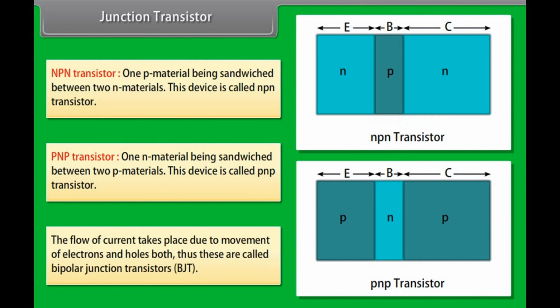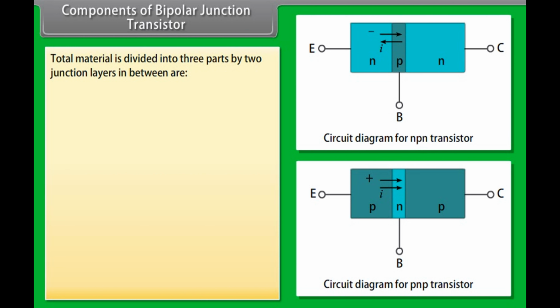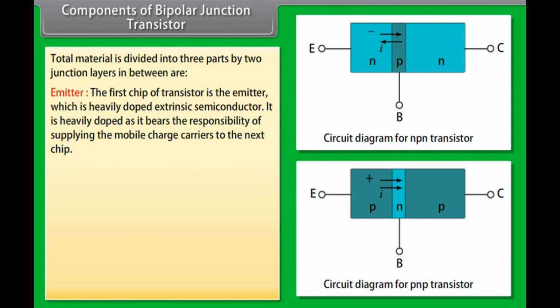The flow of current takes place due to movement of both electrons and holes. Thus, these are called bipolar junction transistors. Components of a bipolar junction transistor. The total material is divided into three parts by two junction layers in between. Emitter: the first chip of the transistor is the emitter, which is a heavily doped extrinsic semiconductor. It is heavily doped as it bears the responsibility of supplying the mobile charge carriers to the next chip.